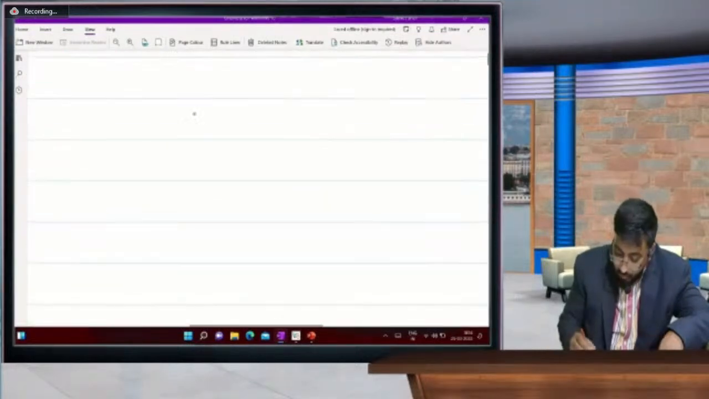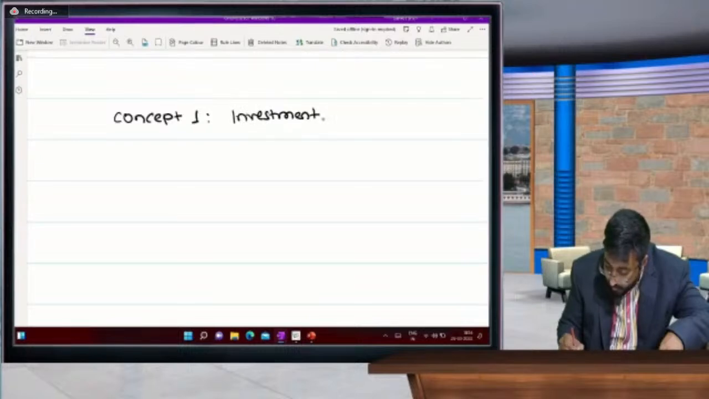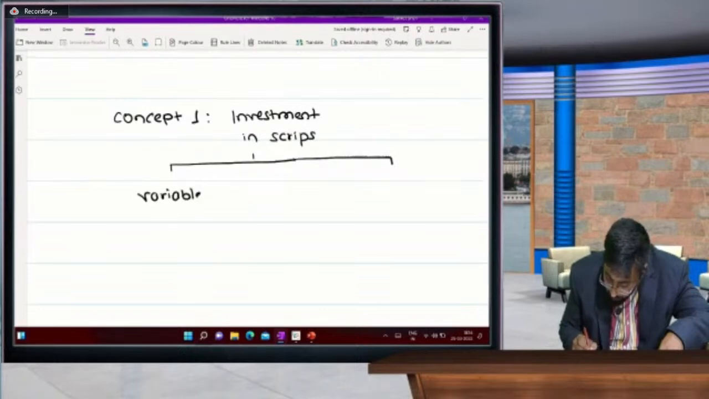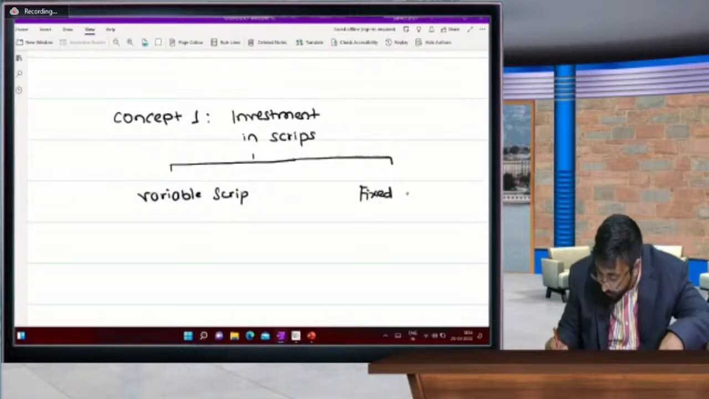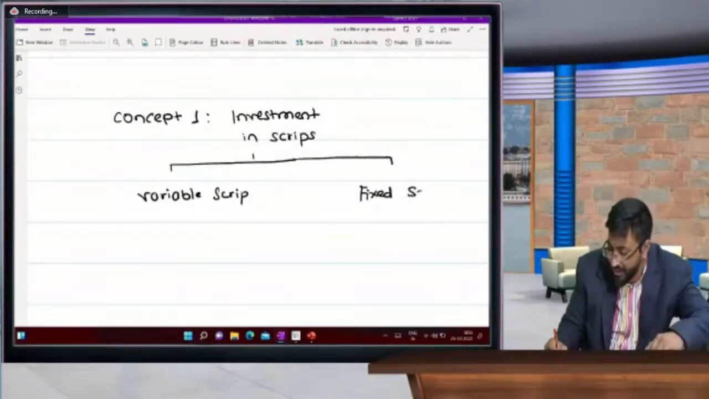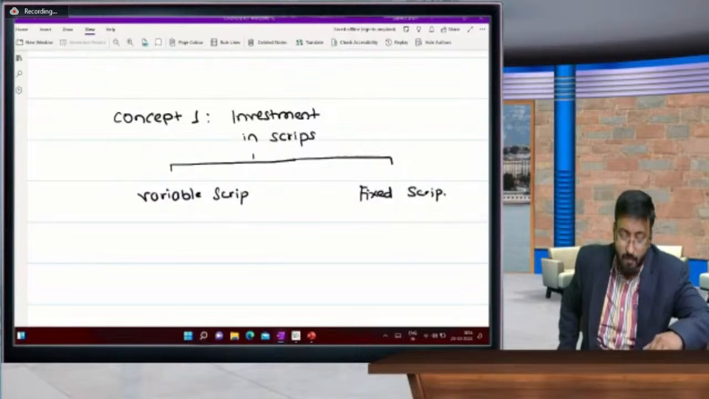Okay. Write down Concept 1: Investment. In scripts, you can divide investment into two parts: variable script and fixed script. Some call it variable bearing script, but in simple language we will write only variable script and fixed script.